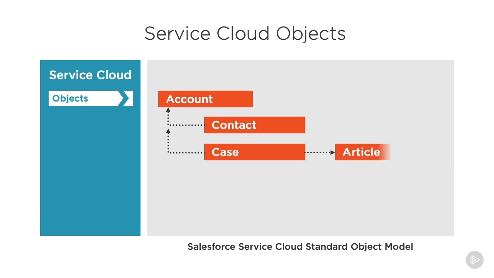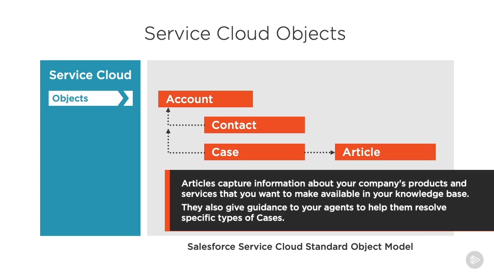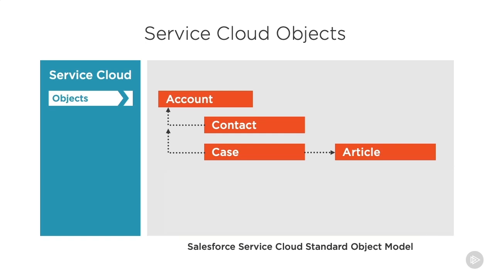Finally, in order to resolve our case, we need access to the knowledge base that contains the articles on how to resolve the problems our contacts may face. This is exactly what the article object is for. Articles capture information about your company's products and services that you want to make available in your knowledge base. They also give guidance to your agents to help them resolve specific types of cases. And those are the most important objects you will work with in Service Cloud.